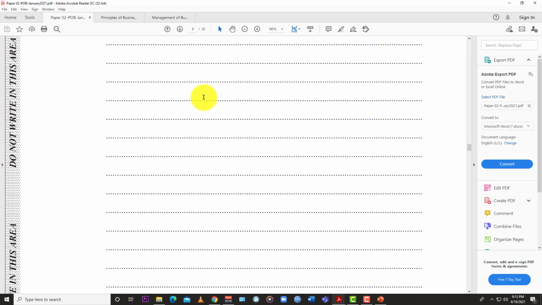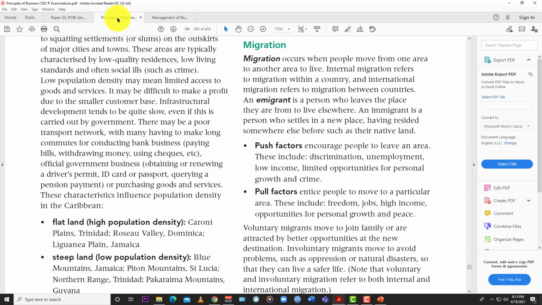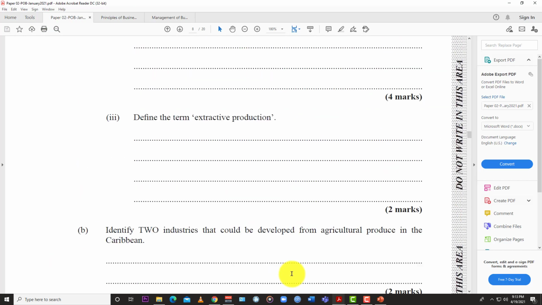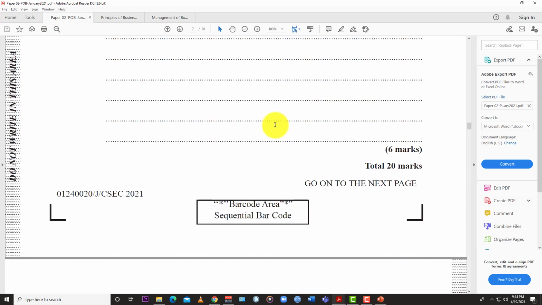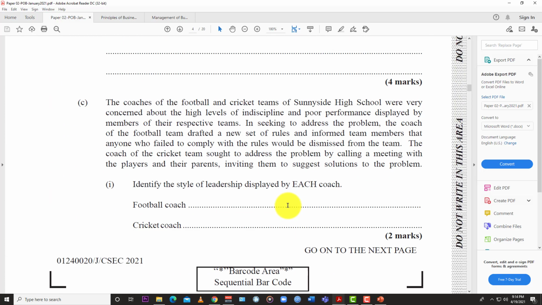All right, so that's 6 marks. What you do is outline migration and define it, then look at the push factors and pull factors, define them, give examples, and see how they affect the country's supply of labor. The push would cause supply of labor to fall, and the pull would cause supply of labor to increase, because they are positive things people are looking for. So that's basically it for number 3, a 6 marker, on the January 2021 Principles of Business paper 2.